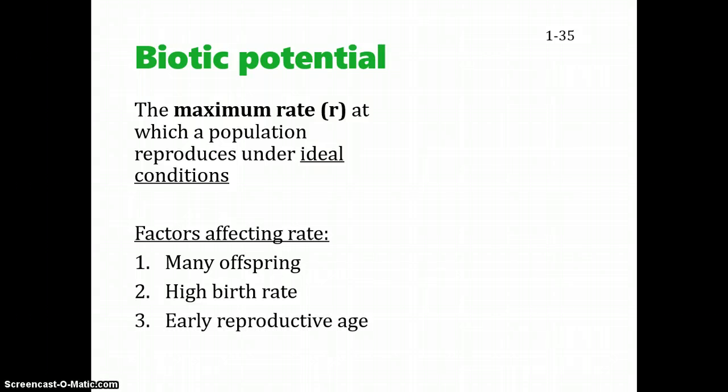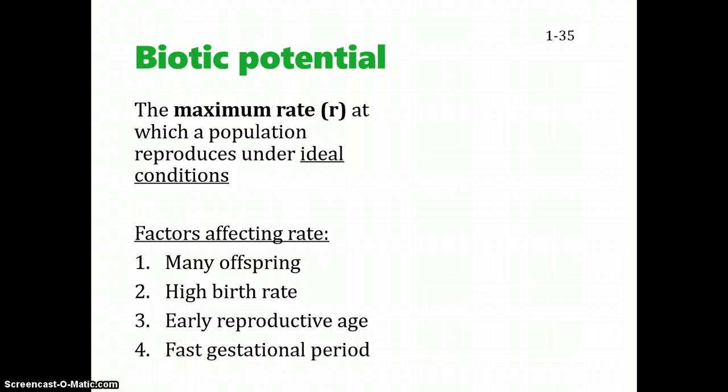Another one is early reproductive age. So the sooner that you start reproducing, that means you're going to create more offspring and increase that population. Organisms that don't reproduce until later in life aren't going to have as high of an R value because their population isn't growing as quickly.